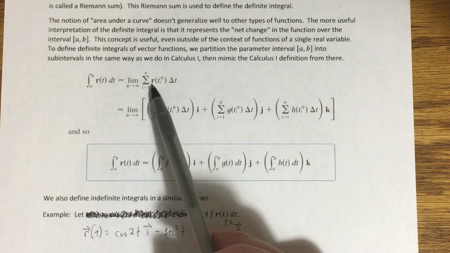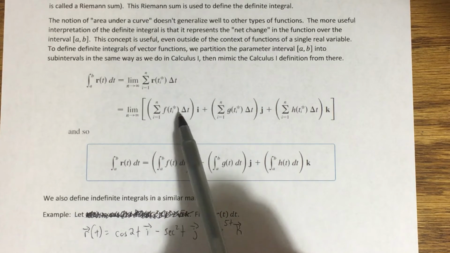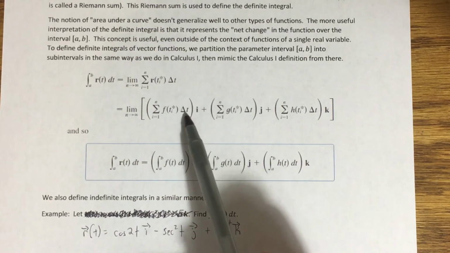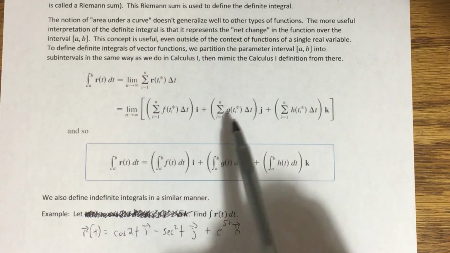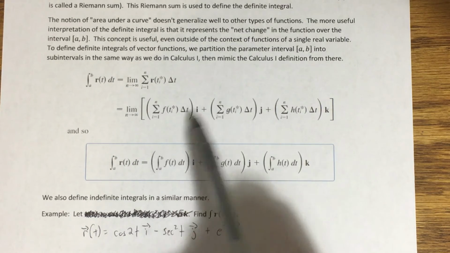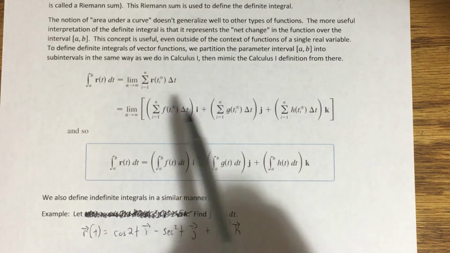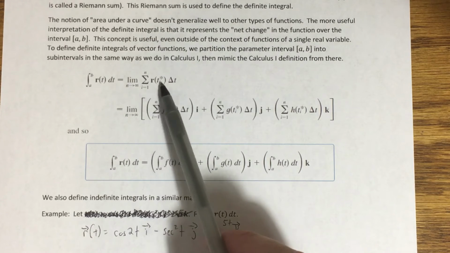Well, this vector function has components, and so if I plug ti star into each component function, f, g, and h, say, and then multiply the scalar into each one of those component functions, and then I sum all of those vectors, well, I would add their components component-wise. And what we end up with is an expression that looks like this. Now, each of these is a Riemann sum whose function is a scalar function, not a vector function.